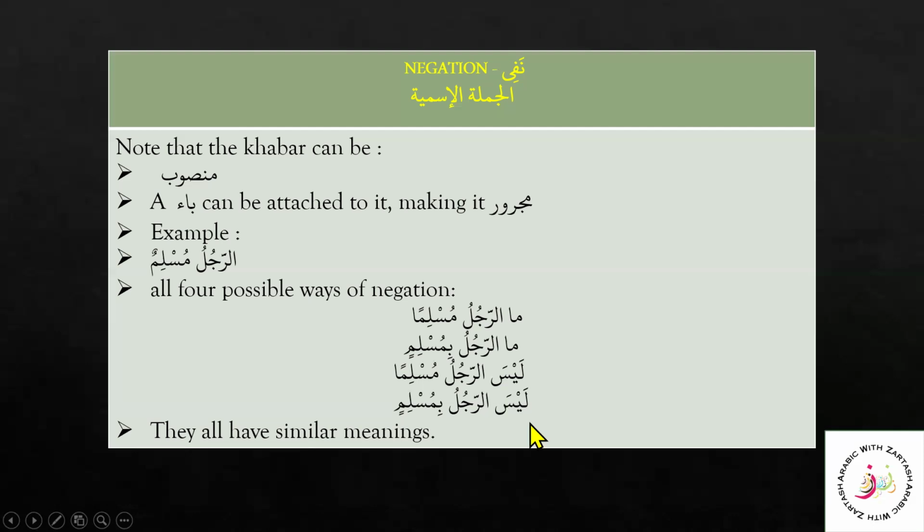Then the last way of negation is Laysa ar-rajulu bi muslimin, by the addition of ba, that is making the khabar majroor. So these are the four ways to negate a jumla ismiya: Ma ar-rajulu musliman, ma ar-rajulu bi muslimin, laysa ar-rajulu musliman, laysa ar-rajulu bi muslimin, and they all have a similar meaning.